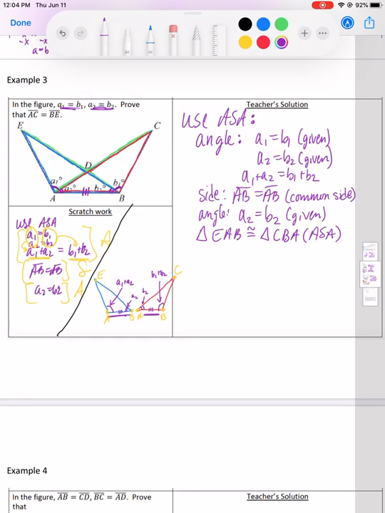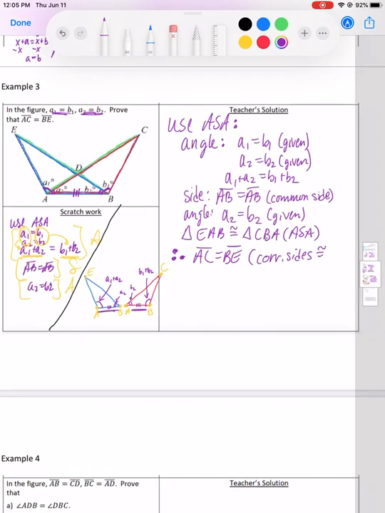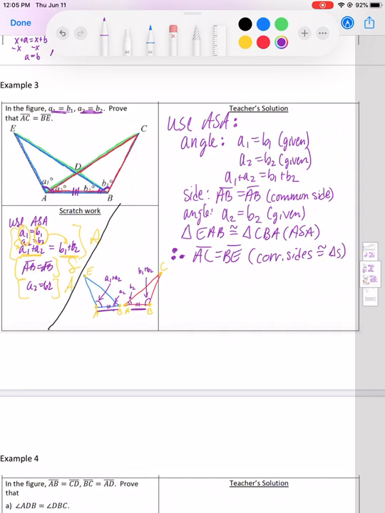Now my goal was to prove that these green segments are equal, which is AC and BE. Because the red triangle and the blue triangle are congruent, and using angle side angle, I've only established three correspondences, but it forced all the other three correspondences, including my green sides, to be equal. So therefore, we can say that AC is equal to BE, which is what we wanted. And that is because of the corresponding sides of congruent triangles. Okay. So that's number 3.